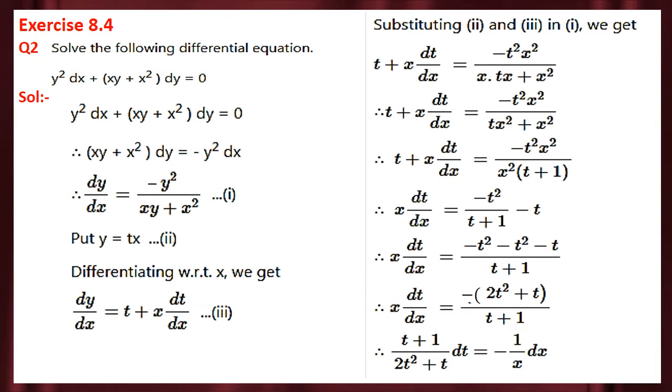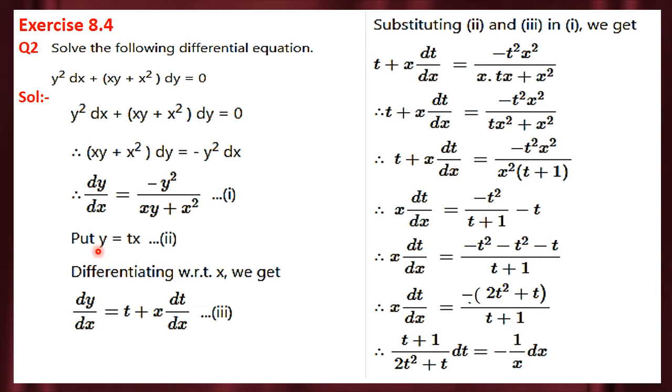Now we will solve the sums of exercise 8.4. Question number 2. Solve the following differential equation, that is y square dx plus xy plus x square into dy is equal to 0. Here y square and xy plus x square both are homogeneous functions of the same degree. 2 is the degree here. Now we will rewrite this equation as xy plus x square into dy is equal to minus y square dx, and dy by dx is equal to minus y square upon xy plus x square, which is equation number 1.